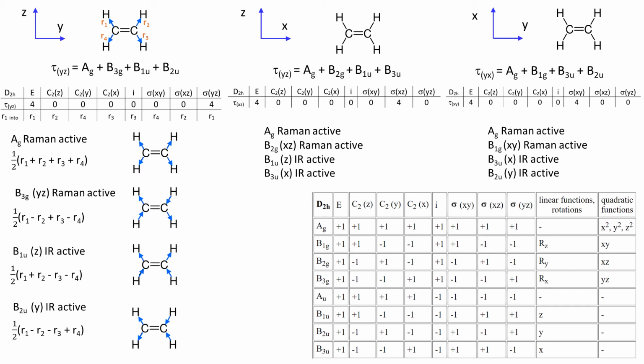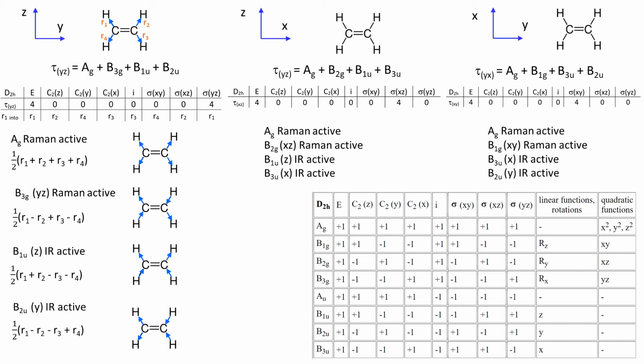A vibration has the same symmetry as the irrep that describes it. The top irrep is always fully symmetric. Here is the AG irrep. Fully symmetric stretching vibration corresponds to all bonds stretching out at the same time. The rest of the irreps and hence vibrations have lower symmetry.